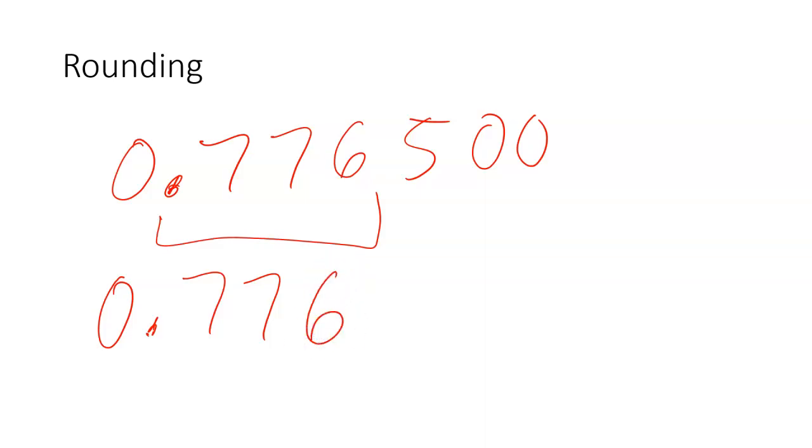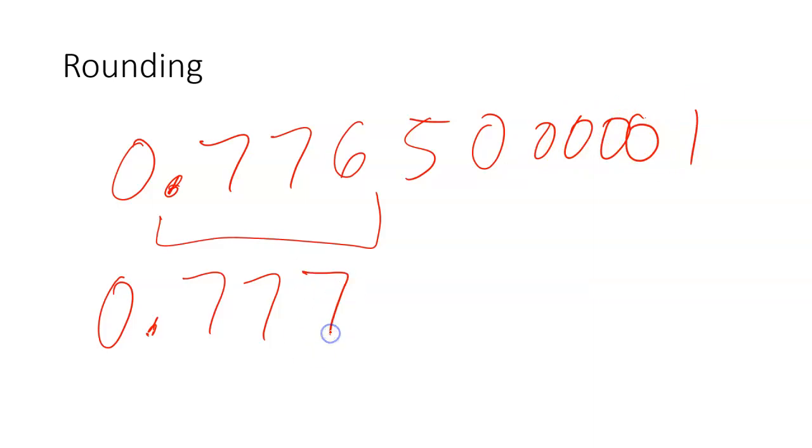So if you notice, when you have a perfect 5, sometimes you round up and sometimes you round down. A perfect 5 is the only case where that happens. A little bit more than that, you always round up. Any number. It might be a bunch of zeros. In this case, you need to round up to 7.